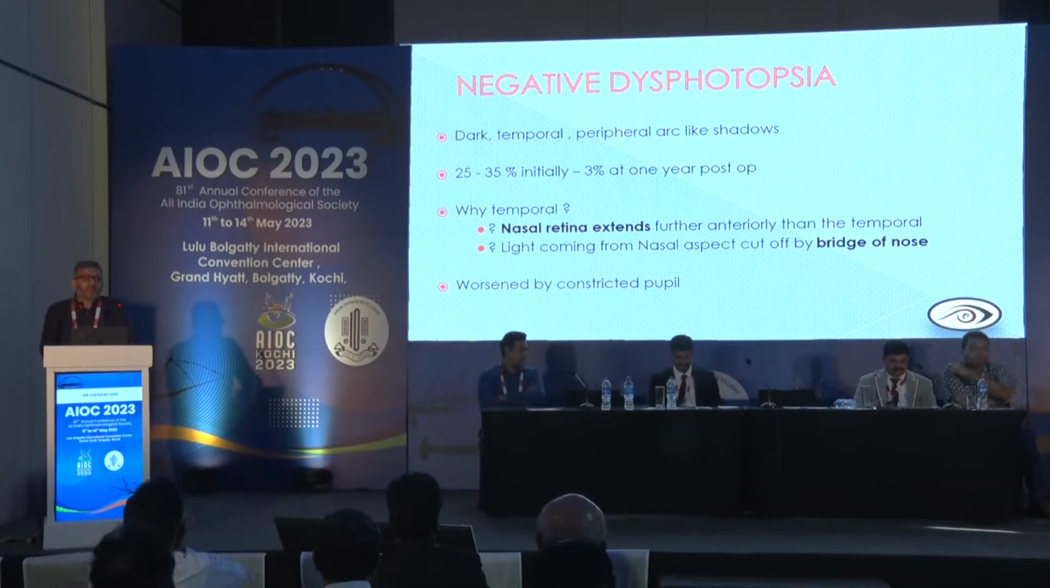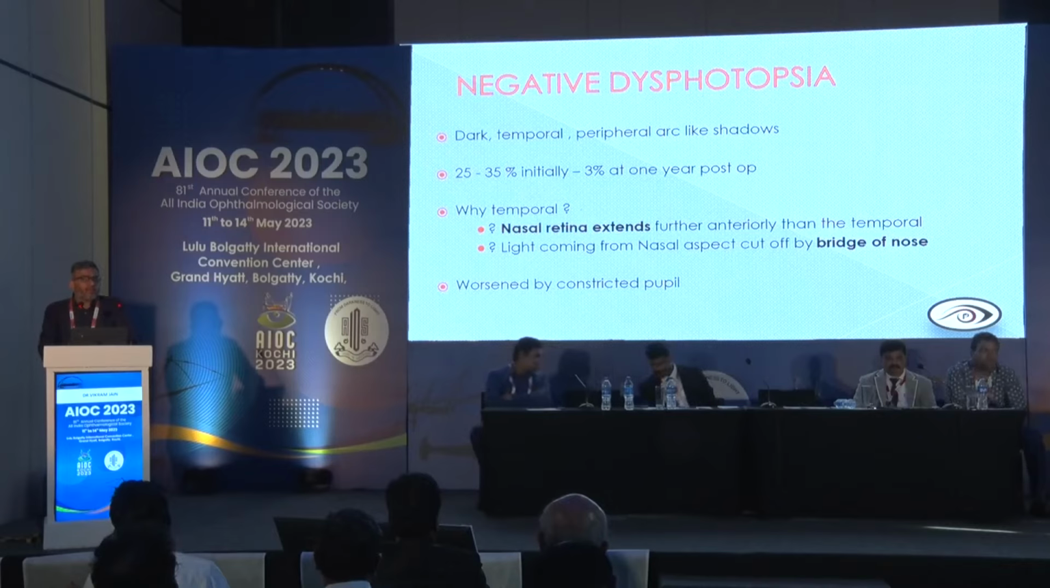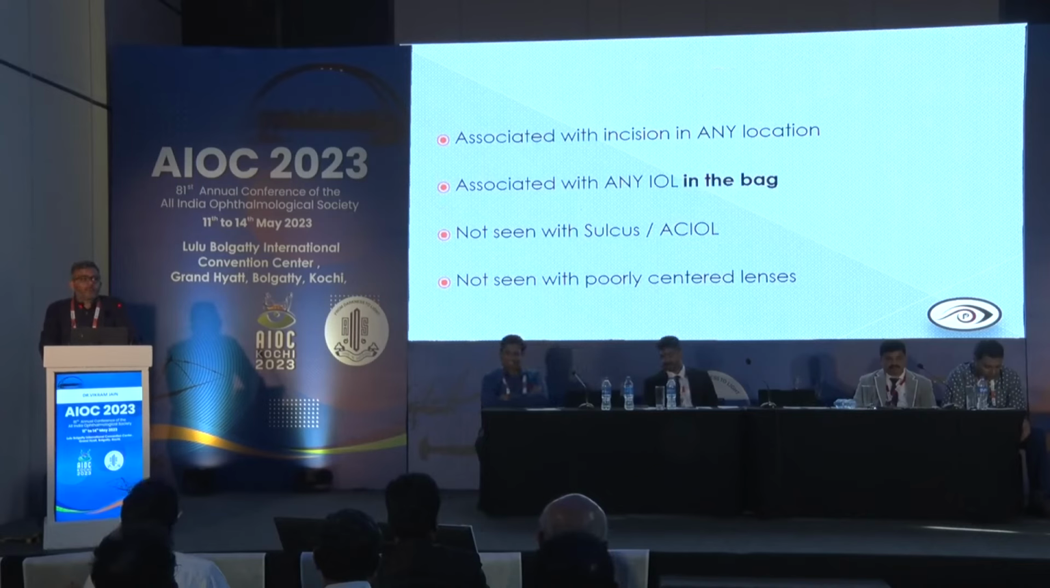It is seen most commonly on the temporal side, and more than 75% of the patients who complain about this negative shadow, it's always in the temporal. This is probably because the nasal retina extends more anterior, as well as light coming from the temporal side is not blocked off like in the nasal side. This is always associated with an IOL which is totally in the bag.